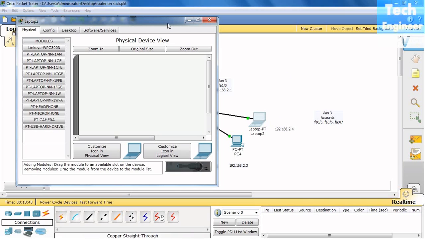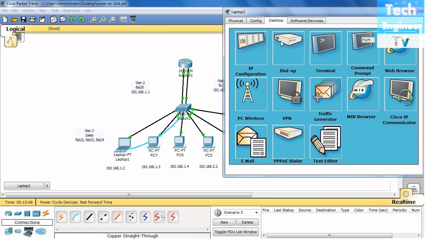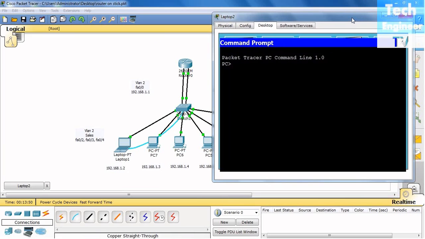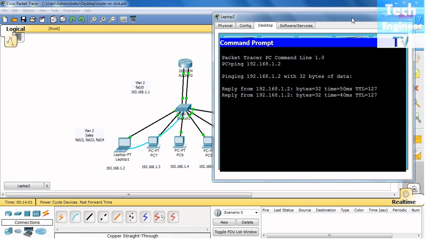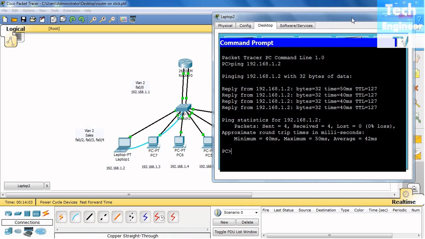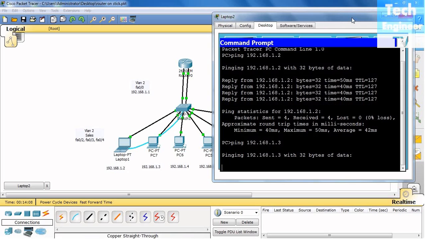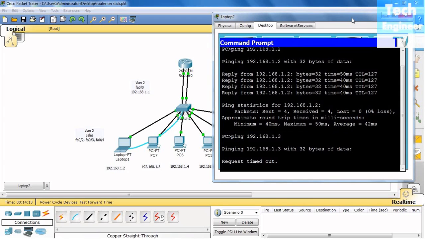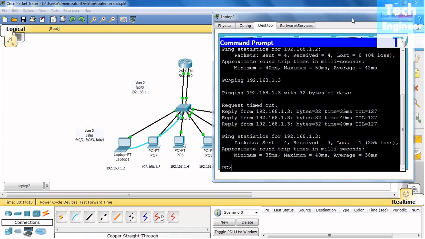So again on the same laptop, the two networks are able to communicate with each other and exchange packets. The ping with 192.168.1.2 is pinging. So 1.3 pinging. With one timeout message we are getting the reply.